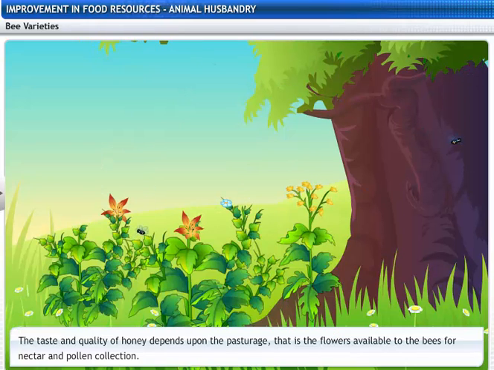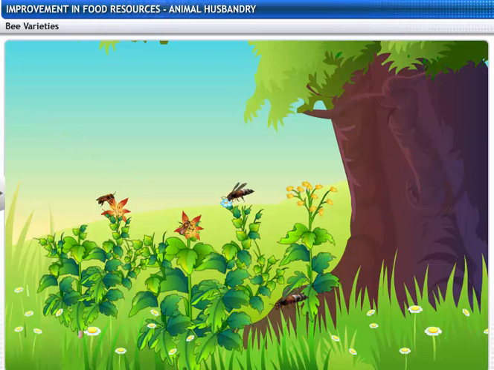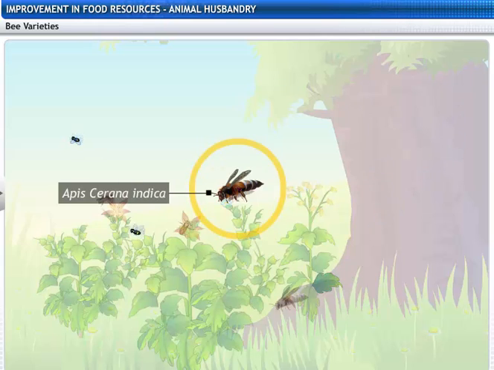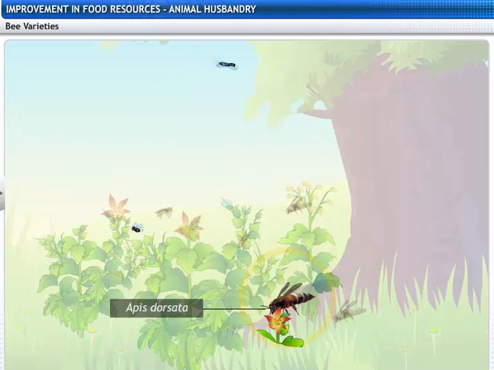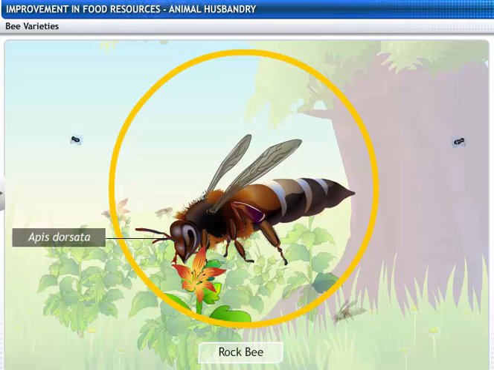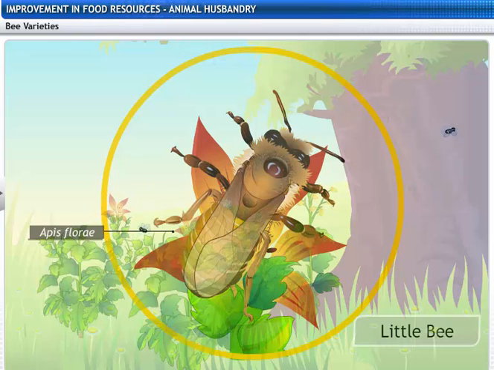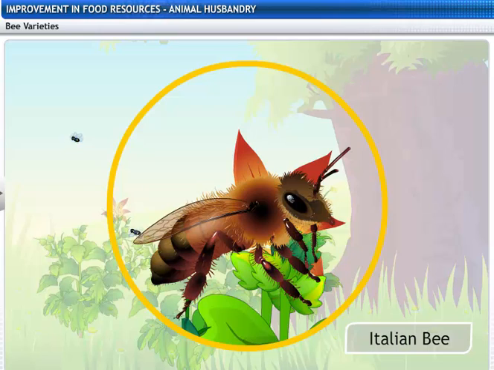The taste and quality of honey depends upon the pasturage, that is, the flowers available to the bees for nectar and pollen collection. The local varieties of bees used for commercial honey production are Apis cerana indica, commonly known as the Indian bee, Apis dorsata, the rock bee, and Apis florae, the little bee. An Italian bee variety, Apis mellifera, is commonly used for commercial honey production as bees of this species have a high honey collection capacity.